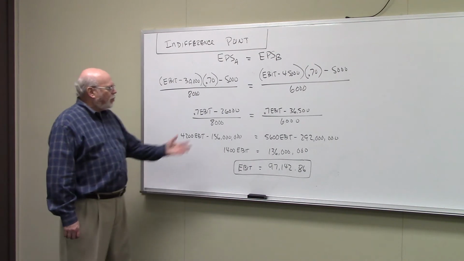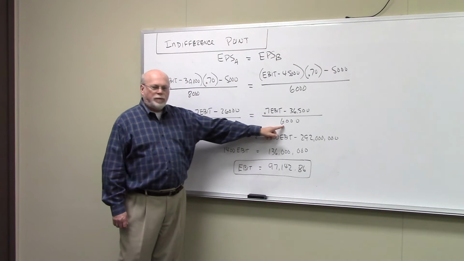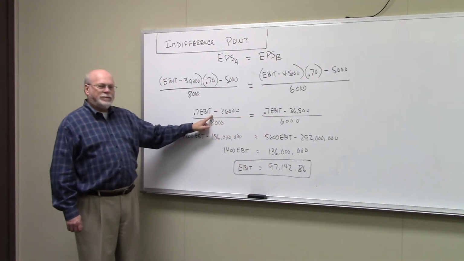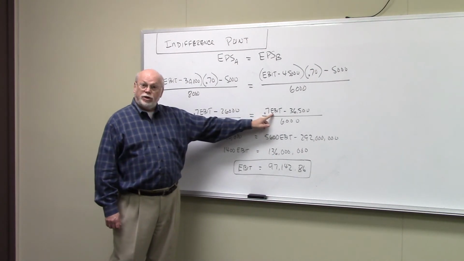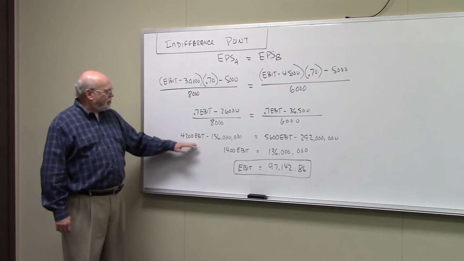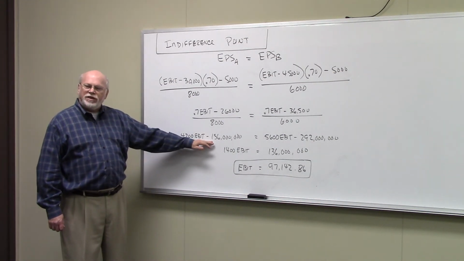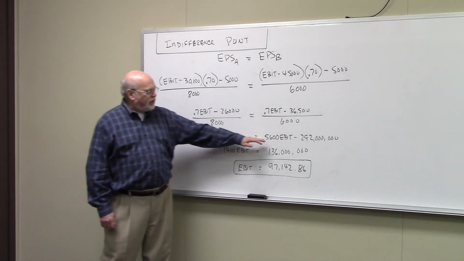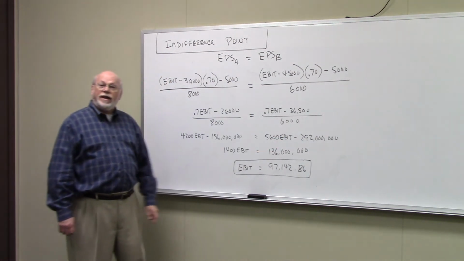The next thing I do, I want to clear the denominators. So I'm going to cross multiply. I'm going to multiply 6,000 times the numerator here. I'm going to multiply 8,000 times the numerator here. That leaves me with 4,200 EBIT minus 156 million. And on this side, 5,600 EBIT minus 292 million.